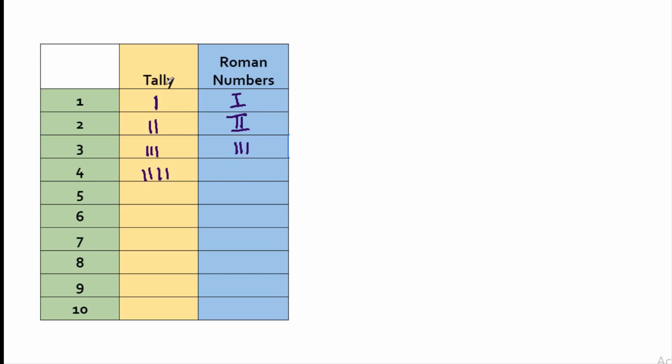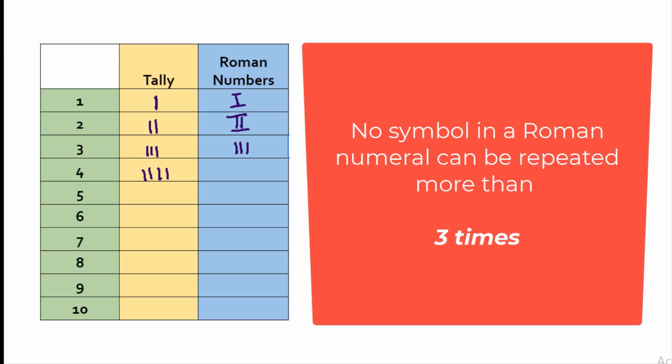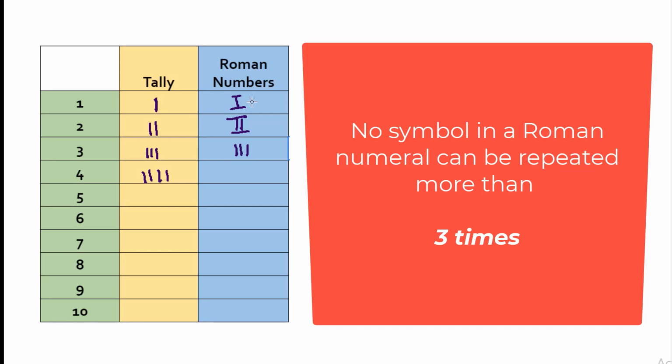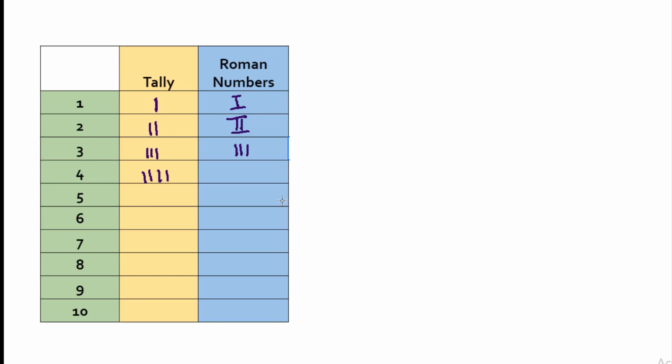I told you we have some drawbacks in tally. If we draw lines like this, 1, 2, 3, 4, 5, 6, it is confusing. So what the Roman people thought was that we should not have more than 3 repetitions. We should not repeat a digit more than 3 times. So they didn't write 1, 1, 1, 1. They didn't have a symbol for that. They just left it and went for 5.